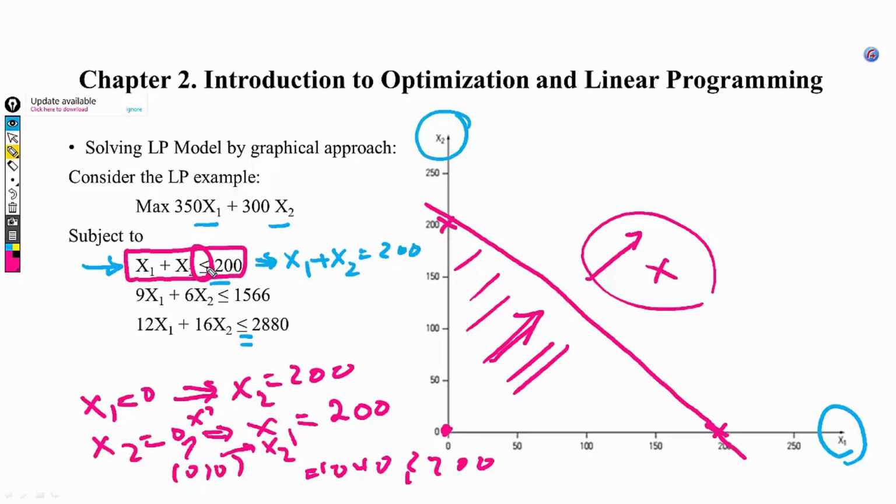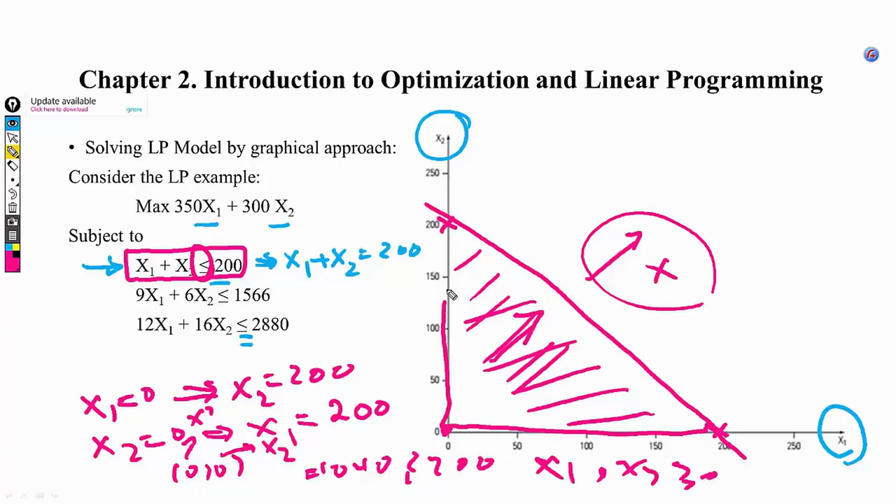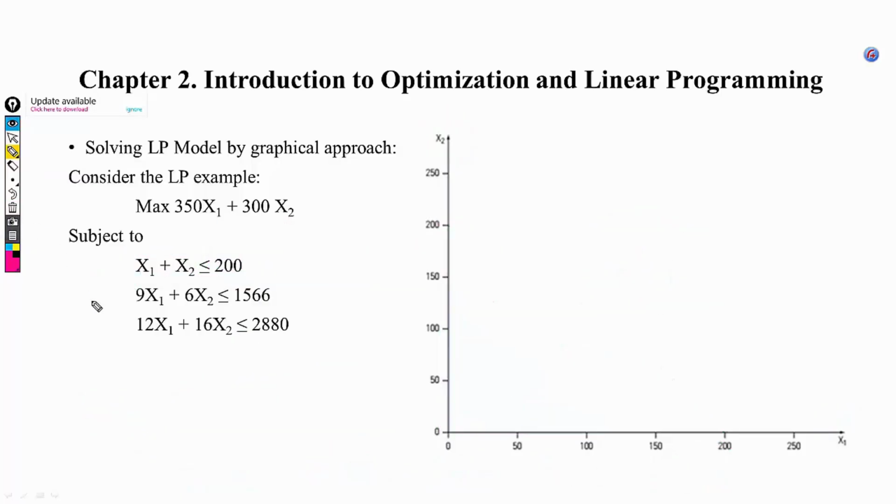So x1 plus x2 less than 200 covers all this area. And recall that x1 and x2 are positive. So this is the area that is shown by the first constraint. And the sign variables, I mean x1 greater than or equal to 0 and x2 greater than or equal to 0. So this is the first constraint.